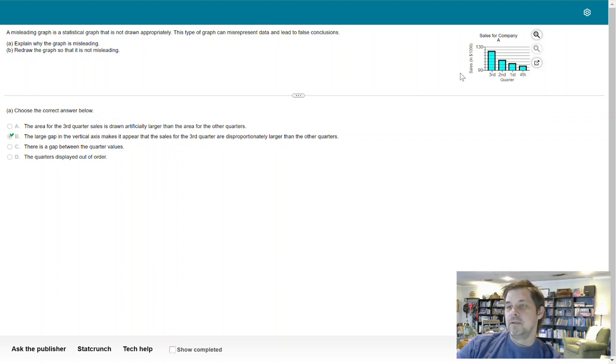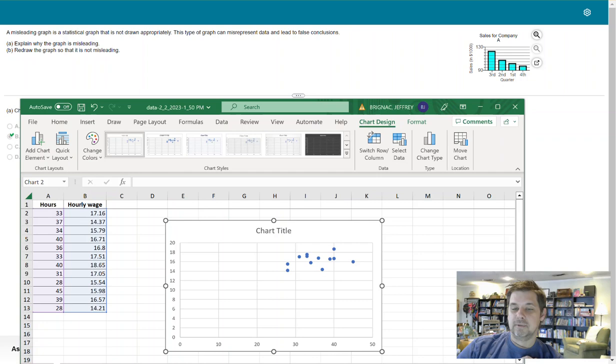Okay, so in this bar graph, which I'll enlarge in a minute, there's nothing wrong with the numbers. I assume the numbers are perfectly accurate. It's the appearance of it, the way it looks, the way it's drawn. And let me show you how that is. All right.